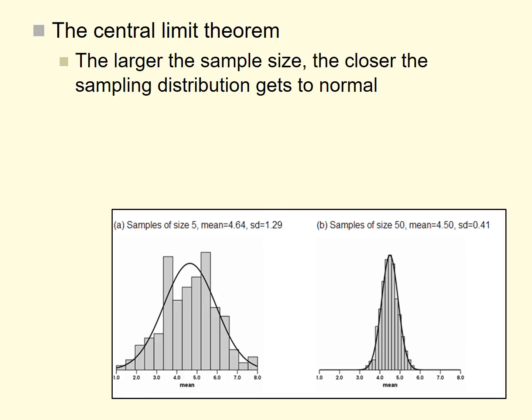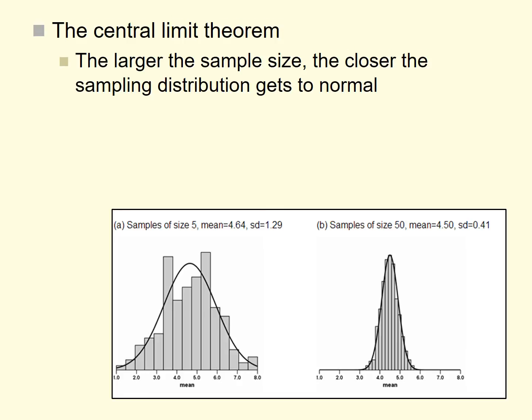The sampling distribution on the left looks kind of normally distributed, and you can see that the mean is 4.64. The standard deviation is fairly wide, it's 1.29. If we look at sample size 50 for the same number of samples, except this time each one contains 50 participants or 50 cases, that curve, the one on the right, looks a lot more like a normal curve.